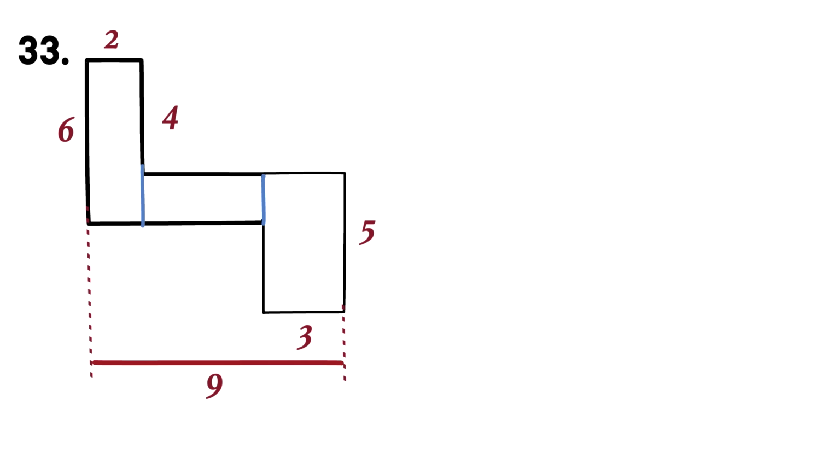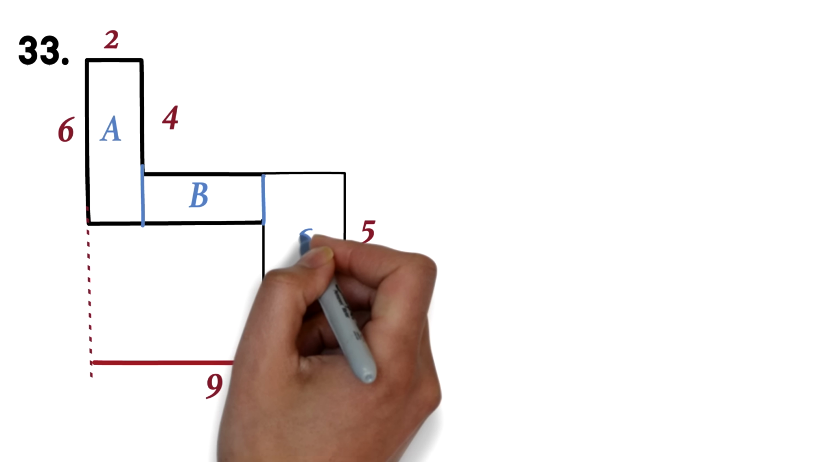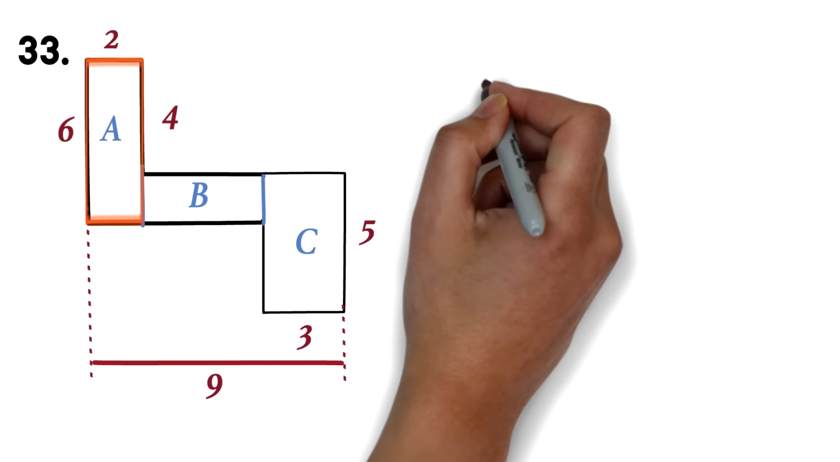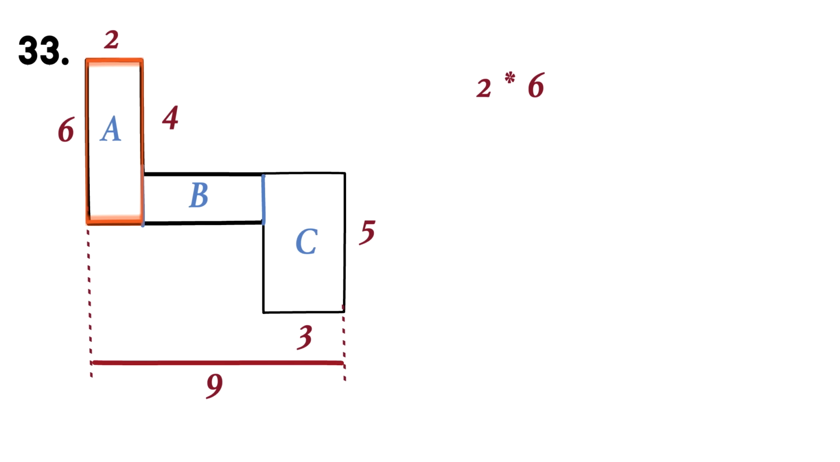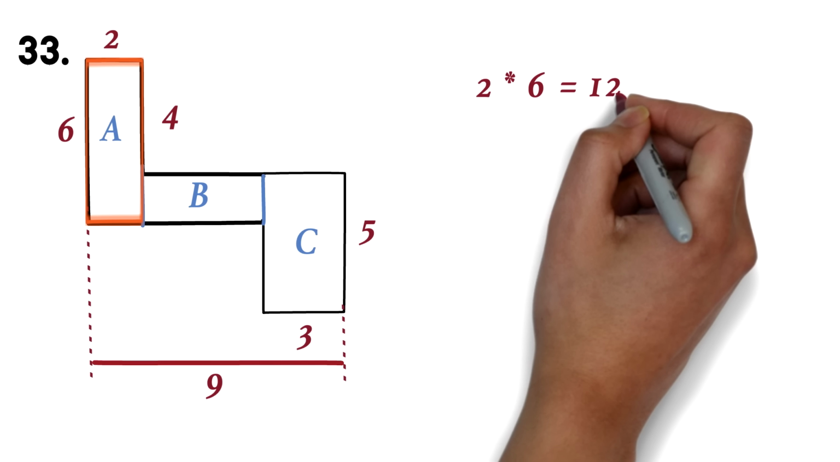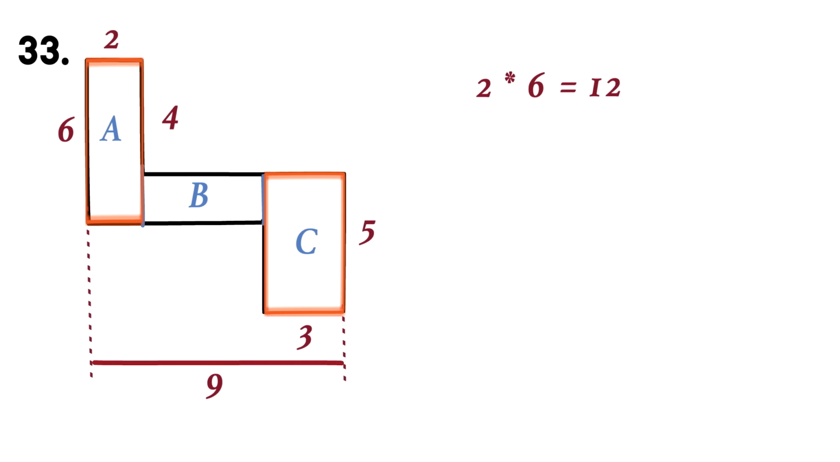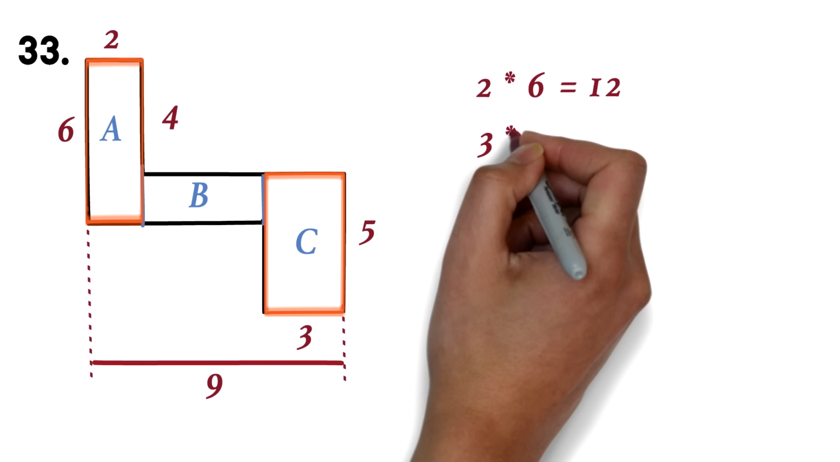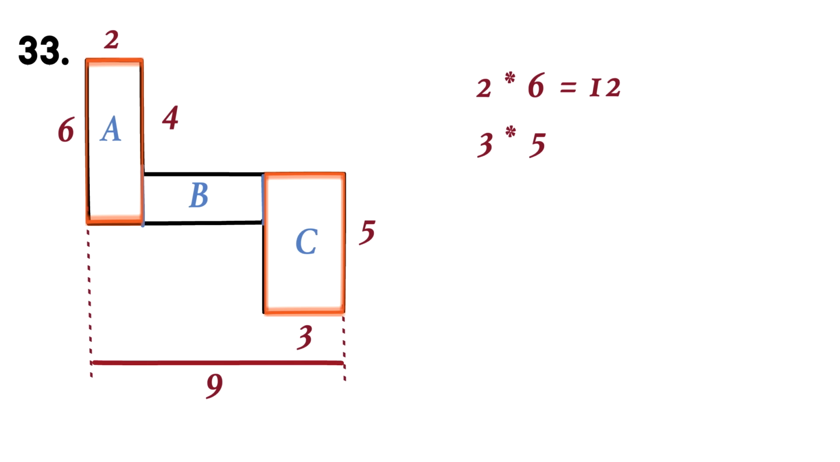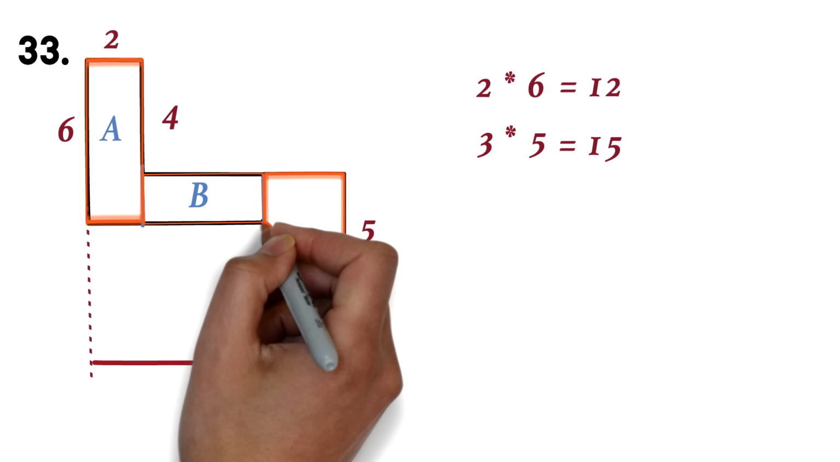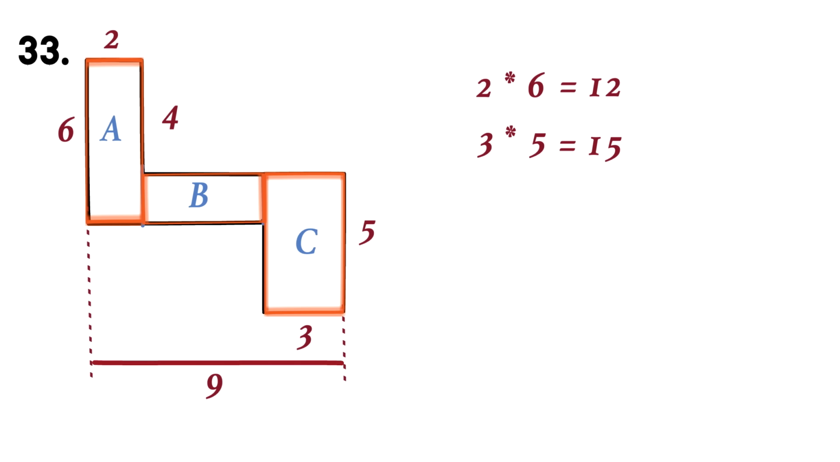So let's label these rectangles A, B, and C. To find the area of rectangle A, we have the length of 2 times the width of 6. This will give us 12. To find the area of rectangle C, we have a length of 3 times a width of 5. This will give us 15. To find the length and width of rectangle B requires a little bit of work.